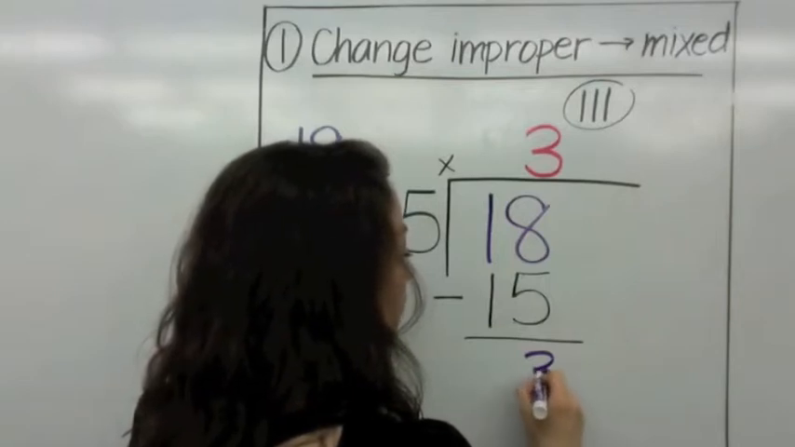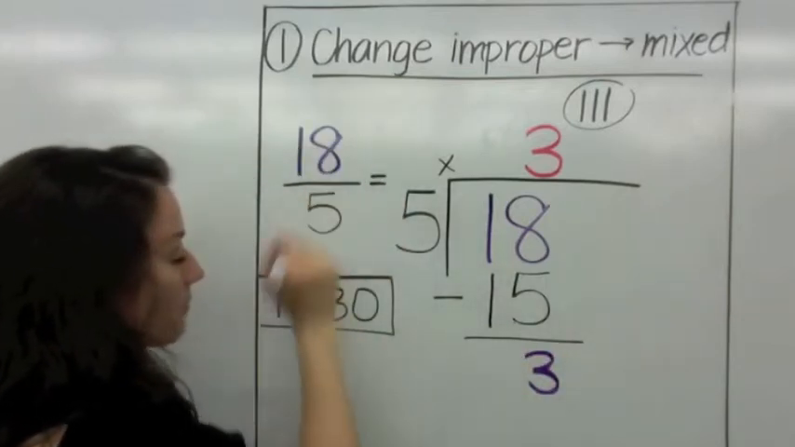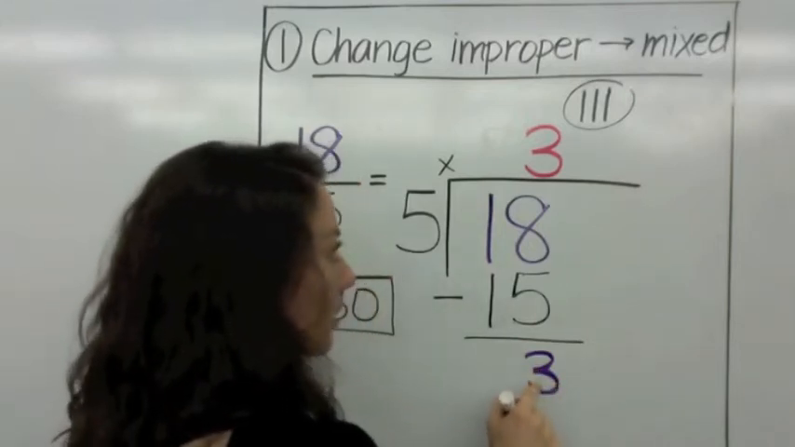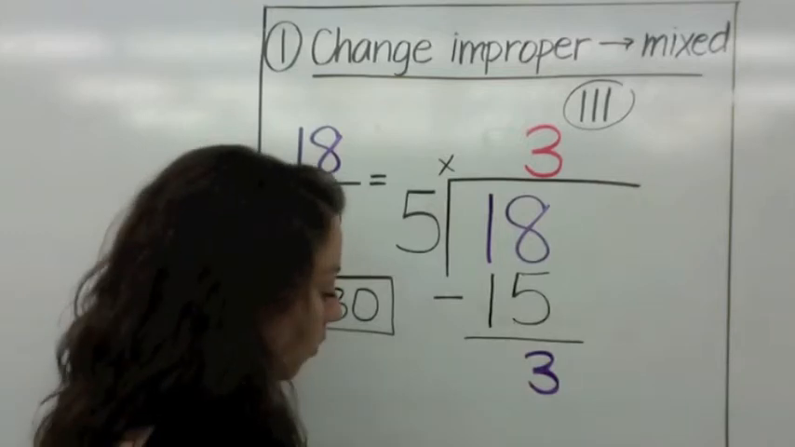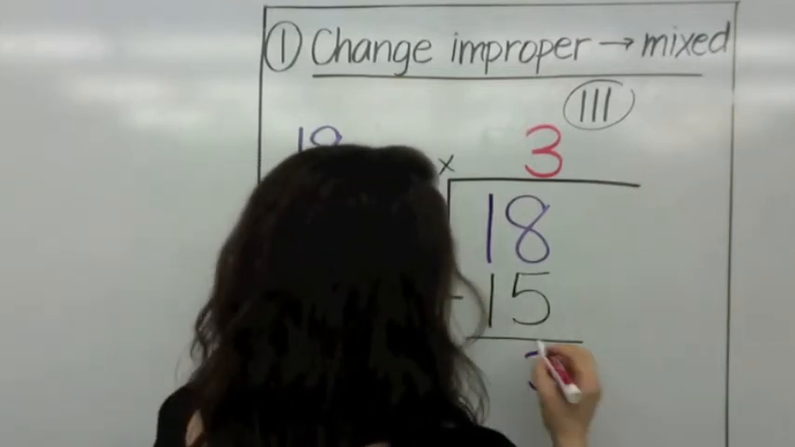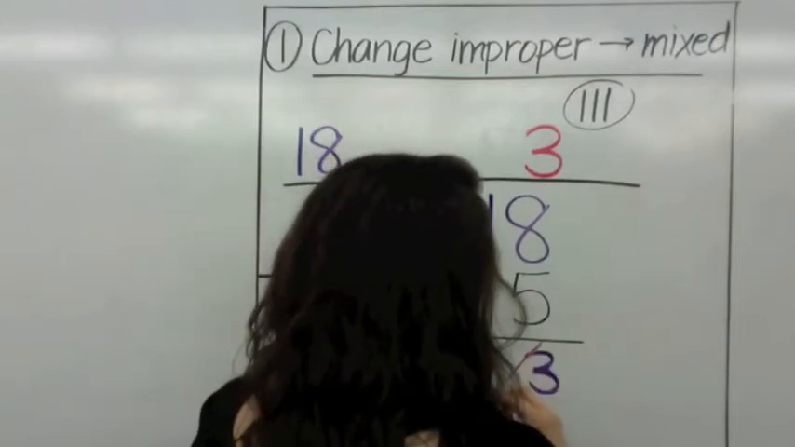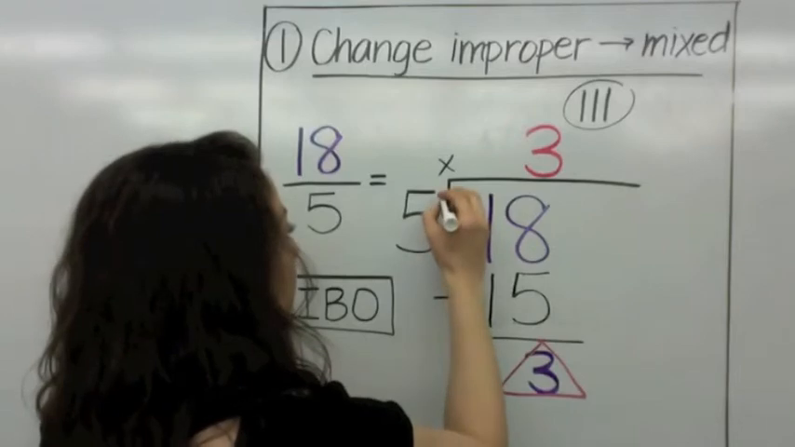Remember, I write 3 in purple because my top numbers are purple, right? So this 3, okay, here's the trickiest part. I want you to look at 2 things. You're going to put, for example, a triangle around 3. You could put a circle around 5, okay?